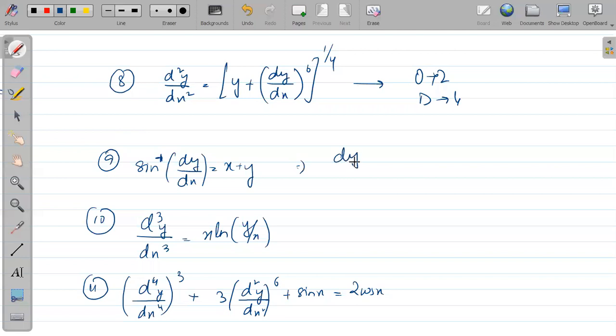Now if we look carefully, our dy by dx can be represented in terms of sin of x plus 1. It can be made free from any other function. It can be represented as a polynomial of dy by dx, right? So yes, here order is 1 and degree is also 1. Is that okay?